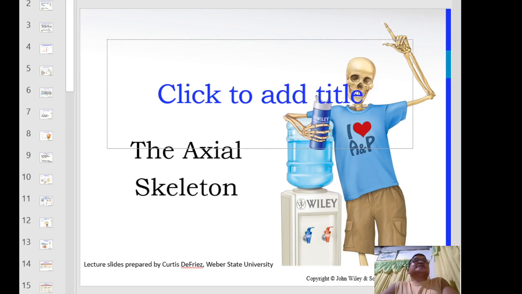Okay, good morning. So this morning we're going to discuss the axial skeleton. Since we have already discussed the bone tissue, we're going to discuss now the different types of skeleton. Actually, we have two types: the axial and the appendicular. So today we're going to discuss the axial. What is the axial skeleton?